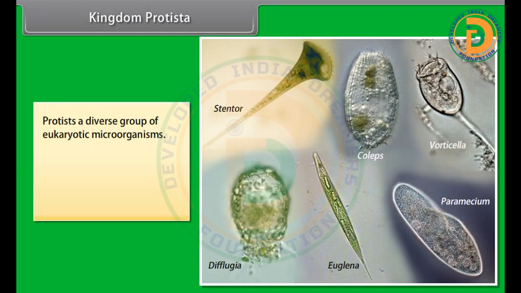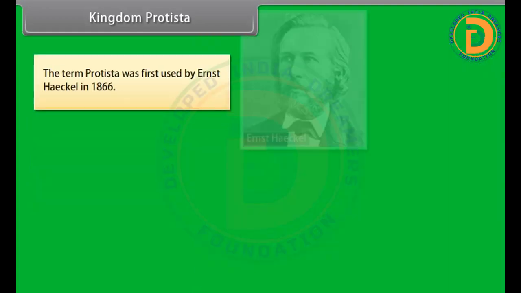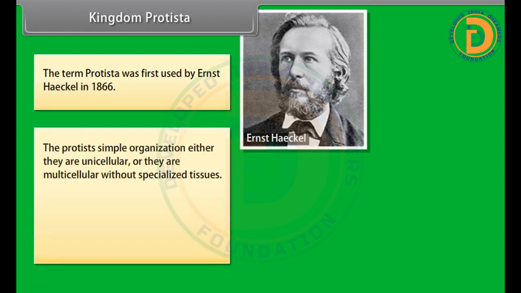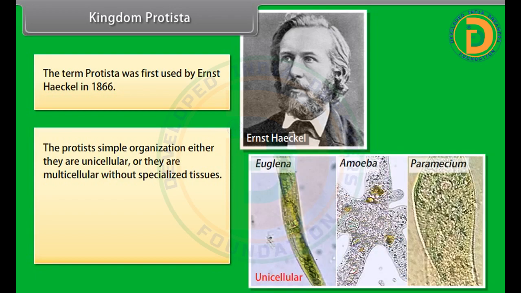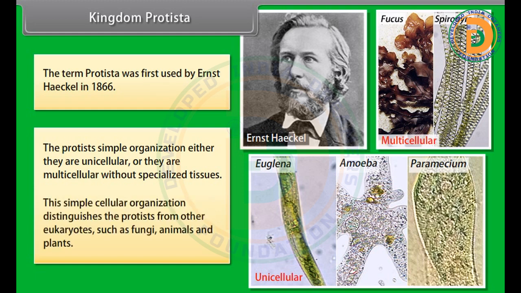Kingdom Protista. Protists are a diverse group of eukaryotic microorganisms. All single-celled eukaryotes are placed under Protista, but the boundaries of this kingdom are not well defined. The term Protista was first used by Ernst Haeckel in 1866. Protists have simple organization: either they are unicellular or they are multicellular without specialized tissues. This simple cellular organization distinguishes the protists from other eukaryotes such as fungi, animals, and plants.